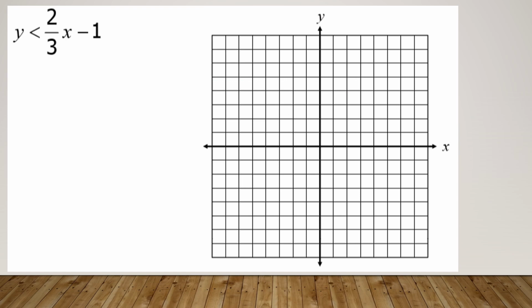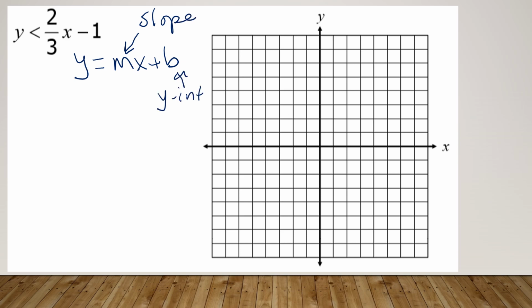Graphing linear inequalities. The first thing you always want to do is make sure the equation is in y equals mx plus b form, which is the slope-intercept form. M is your slope, b is your y-intercept. Since our equation is already in that form, we can go ahead and identify what our y-intercept is at -1, and our slope is at 2/3. It's a positive slope, so the line should point up on the right side once we graph it.